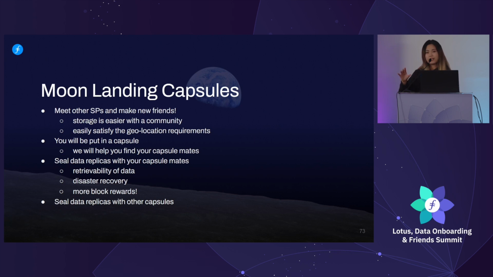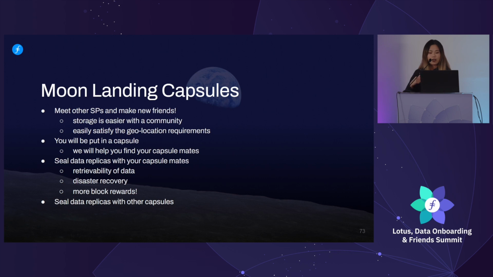And not only that, you also get this community aspect where you can meet new friends and store replicas together, because to remind you, we do have 10 replicas per data set. So storing up to 10 just increases the amount of verified deals that are out there for you to go ahead and claim.